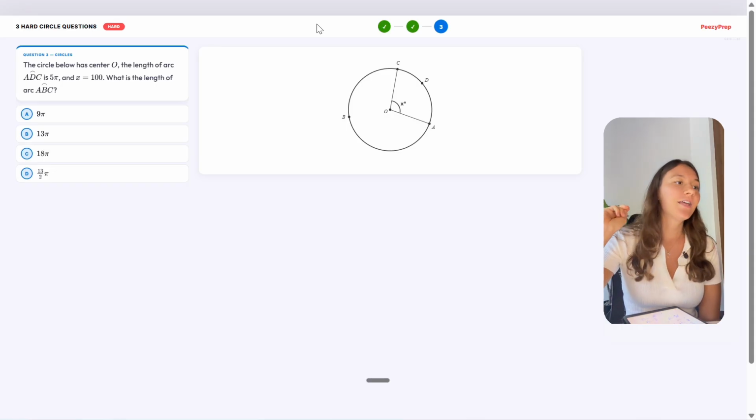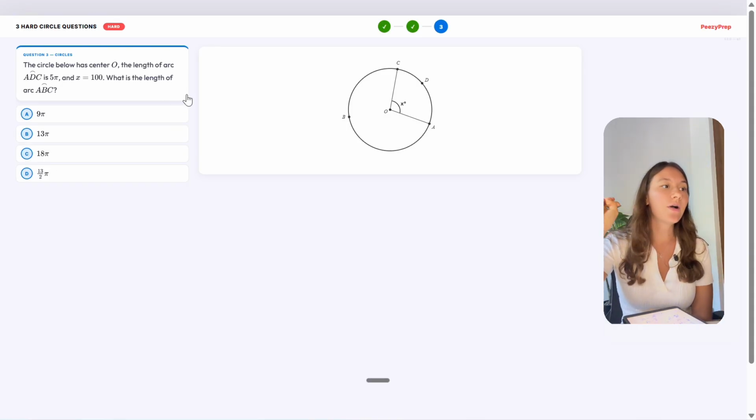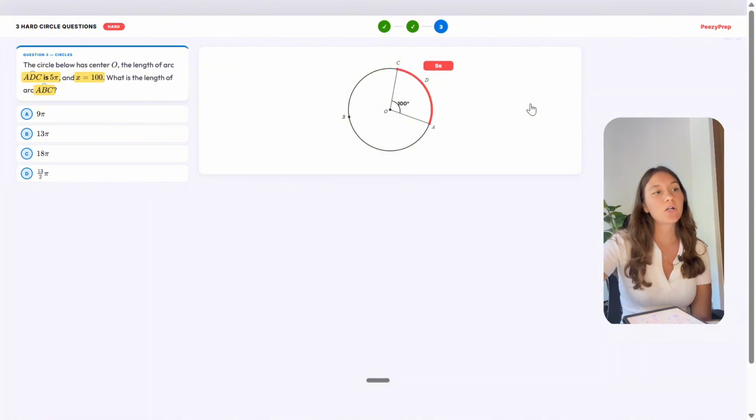So we're being given the circle has a center at O. The length of arc ADC is 5 pi. X is equal to 100. What is the length of arc ABC? So let's map this out on our diagram a little bit. So ADC, this minor arc, is 5 pi with a corresponding angle of 100 degrees. And now we're looking for this major arc ABC, so in blue.